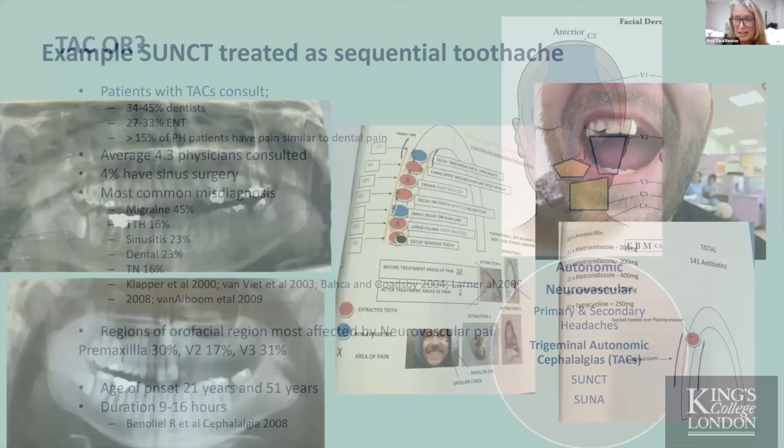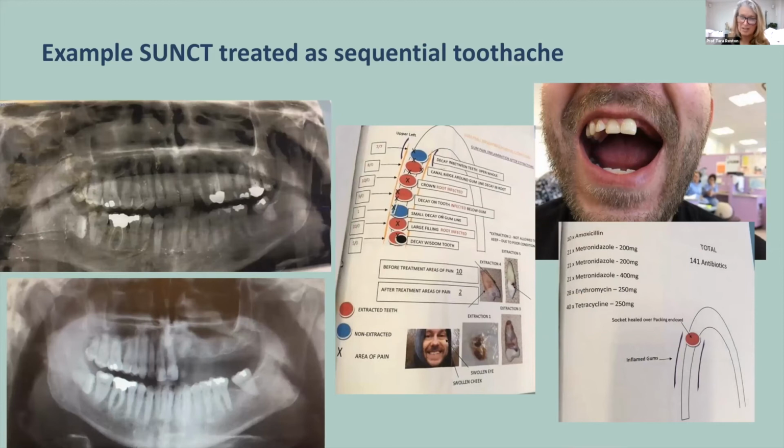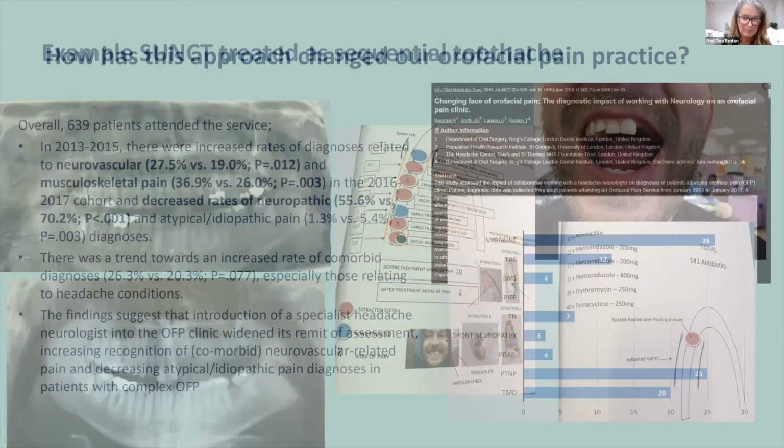And this is a sad picture of a lovely 36-year-old gentleman with 15 years of intense episodic V2 pain on the left-hand side. And he's actually documented all his treatment. He didn't have any sinus surgery, which is unusual in these patients, but he had lots of dental procedures. He's obviously not dentally trained. He's put the procedures on the wrong side. You can see he's gone from dentate to completely edentulous here, and he's still got the pain. He had 141 courses of antibiotics. This absolutely makes you want to weep, but we see these patients all the time.